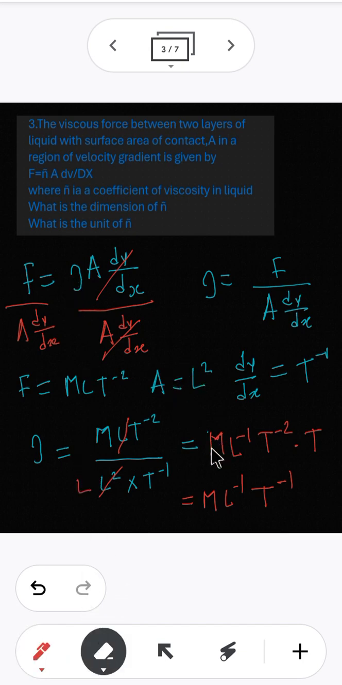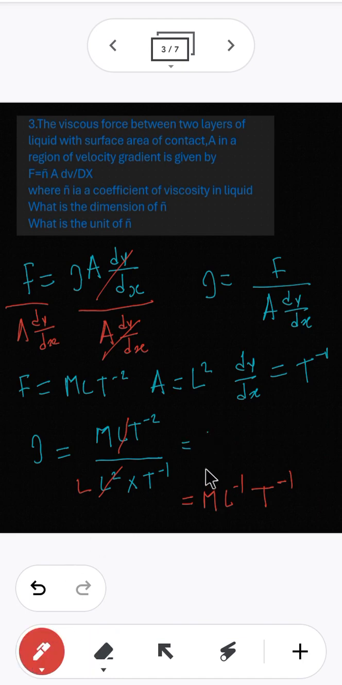So from getting the dimension of n, you can easily get the units. Now the units for M is kilogram, L is meter negative 1, second negative 1, or you can say kilogram per meter second, any one of your choice. So that's how you can use dimensional analysis to determine the units of a quantity. Understand?